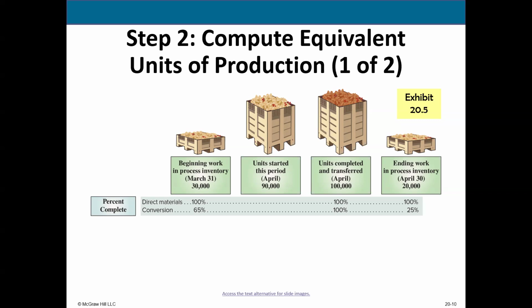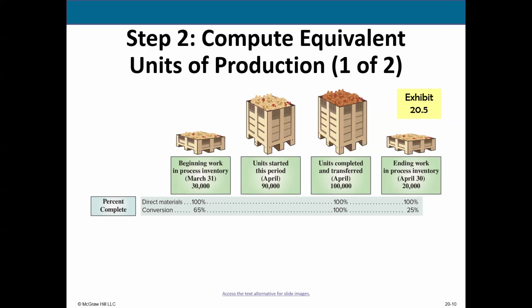So we can see that the beginning work in process inventory is 100% complete for the direct materials, but it's only 65% complete for our total conversion. The ending work in process inventory is 100% complete for the direct materials, but only 25% complete for the conversion. The units completed and transferred out for the blending department are 100% for both direct materials and conversion costs.